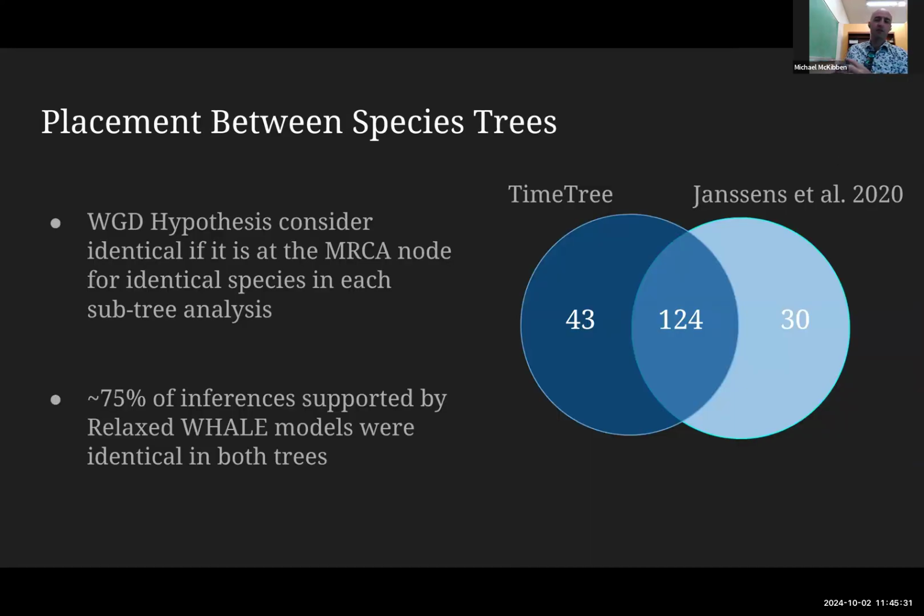Zooming out, to try and compare between the topologies of these two trees, I considered a WGD hypothesis identical if they were at the same MRCA node for identical species in both sub-analyses. And we see, once again, the overall number of whole genome duplications is approximately equal between both trees. However, their precise placement only agrees around 75% of the time.